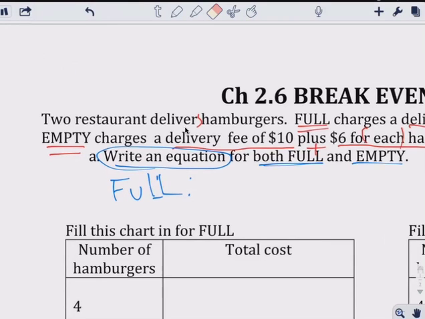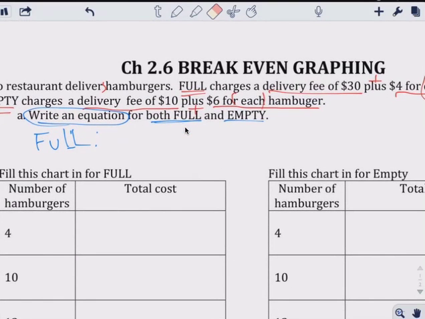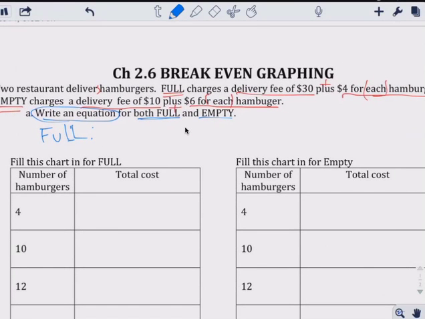So try tomorrow. Okay. So Tiffany, Full. How would you write an equation for Full? $30, right? You see it? What numbers do you see for Full? $30 and the word plus, plus 4 times.